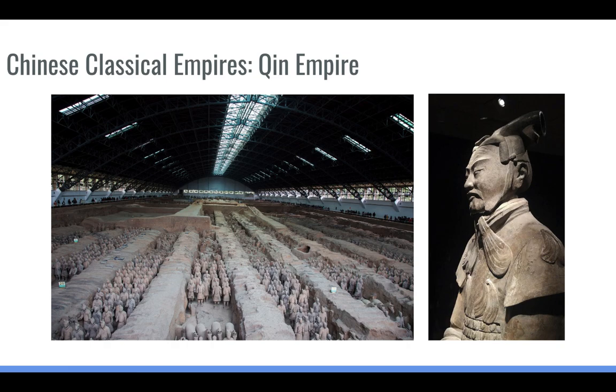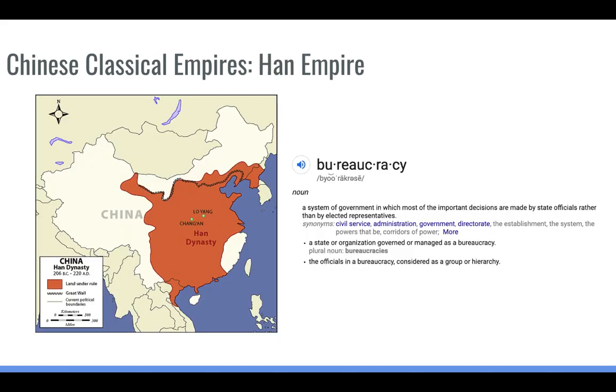Qin Shi Huangdi is really the only significant emperor from this empire. His son rules for a brief period of time, but he is quickly overthrown by a rival state, and that is the Han. Now, the Han Empire is a golden age of China. It lasted for about 400 years, from 206 BCE to about 220 CE.